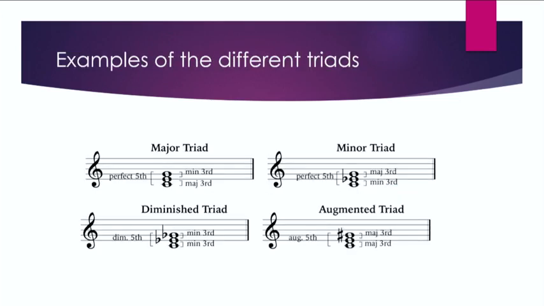So let's have a look at those chords that I've just been speaking to you about as written out now. You'll see that the major triad is a major third at the bottom and a perfect fifth. The minor triad is a minor third at the bottom and a perfect fifth above that. The augmented triad is a major third at the bottom and an augmented fifth above that. And the diminished triad is a minor third at the bottom and a diminished fifth above it.